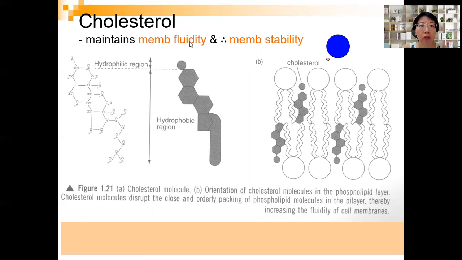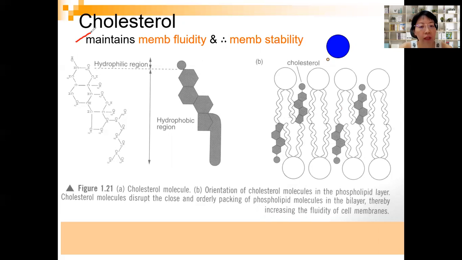Cholesterol plays a very important role to maintain membrane fluidity and stability. Remember just now I said that the membrane cannot be too fluid or too viscous. So we use cholesterol to maintain the fluidity of the membrane. Therefore, the membrane becomes stable at a wide range of temperature. It will not be too fluid when it's hot. It will not be frozen when it's cold. So this is called membrane stability.